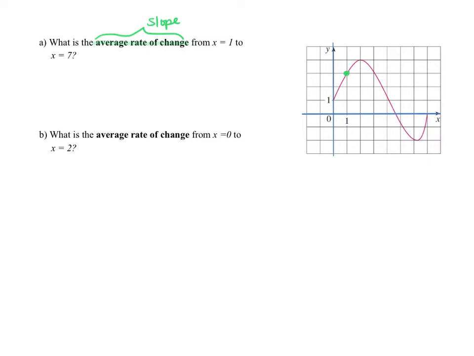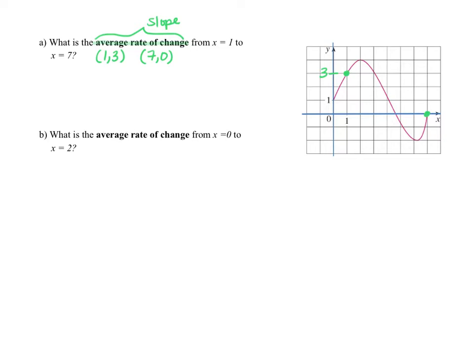So when x equals 1, it looks like my y value here is 3. So my first coordinate is 1, comma 3. And then when x is equal to 7 over here, my y value is 0. So my second coordinate is 7, comma 0.